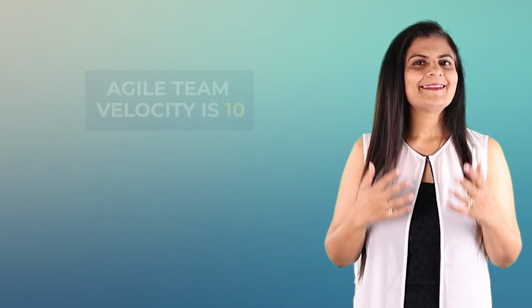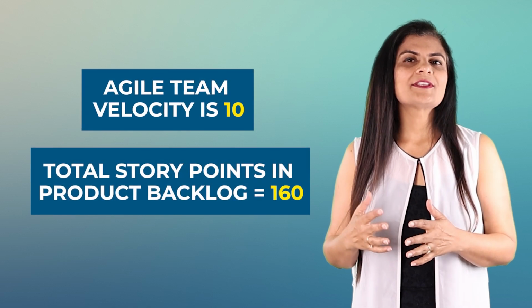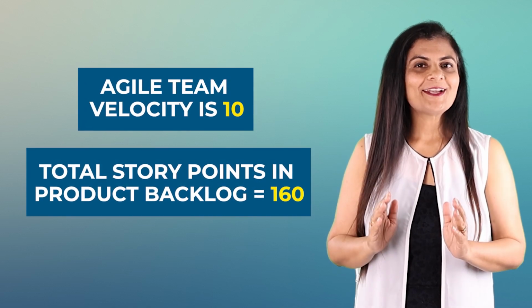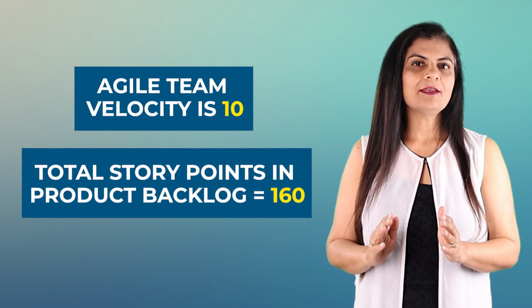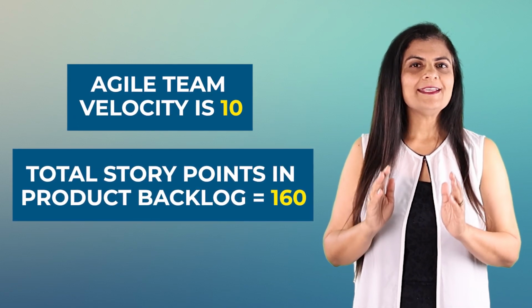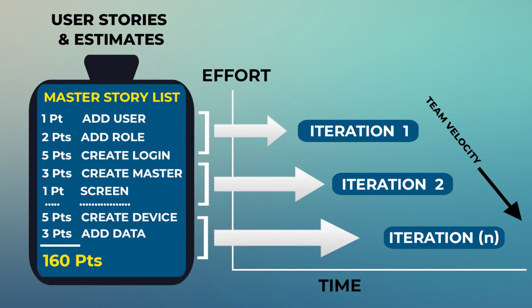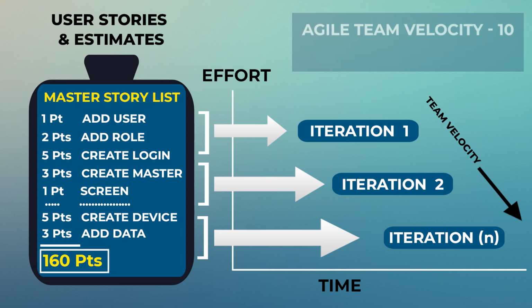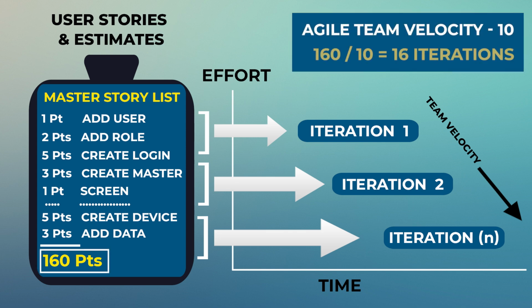Let's take that the Agile team velocity is 10. I would like you to pause the video here and mention how many sprints the team needs to complete the work in this product backlog. Yes, it is 16 iterations or 16 sprints. Simple calculation: total is 160, Agile team velocity is 10, 160 divided by 10, it is 16 iterations.